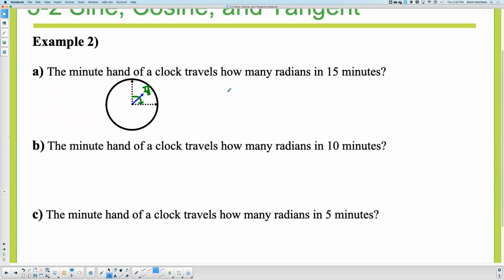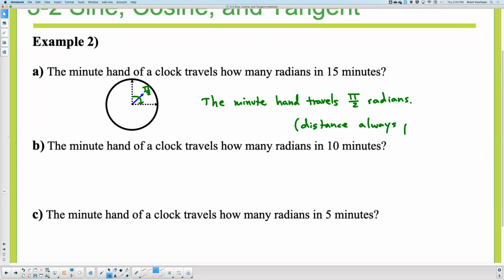So that you would think of this as being negative, we're going to say the minute hand travels pi over 2 radians. And I'm going to do it as positive because distance is always positive. I'll put that in parentheses. Distance always positive.